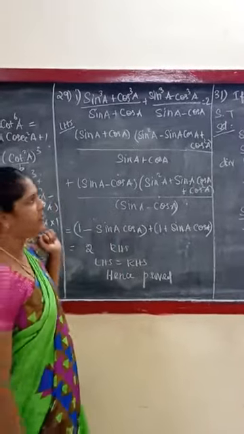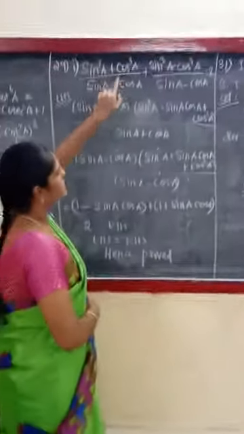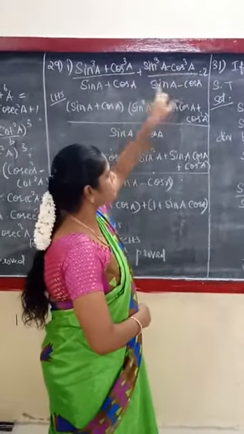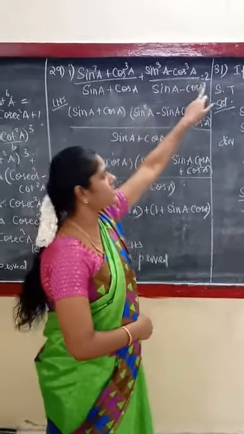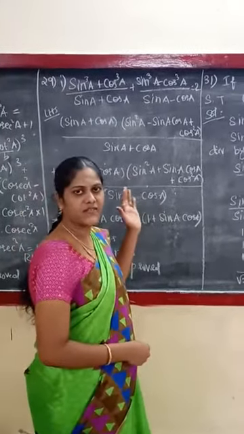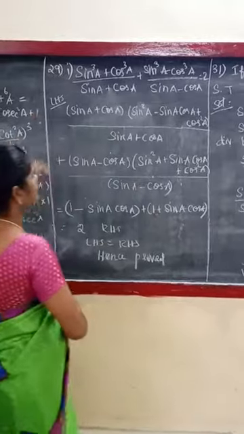Listen, 29 first. Sin cube a plus cos cube a divided by sin a plus cos a, plus sin cube a minus cos cube a divided by sin a minus cos a is equal to 2. So we need to prove the left hand side value is equal to 2. How do we prove this? Listen.